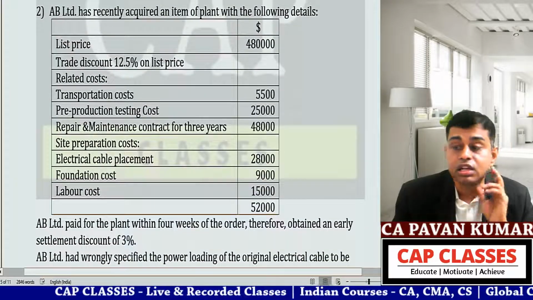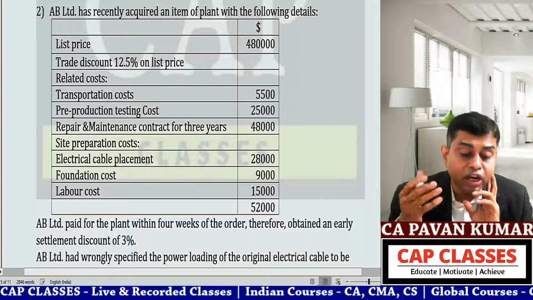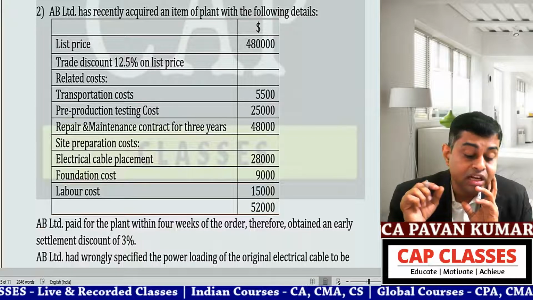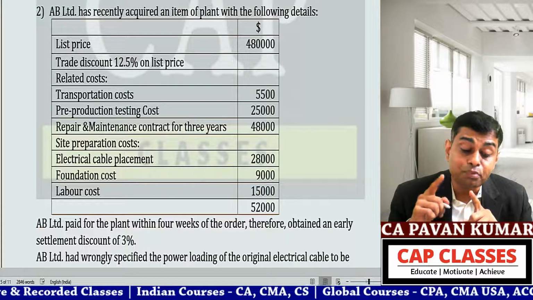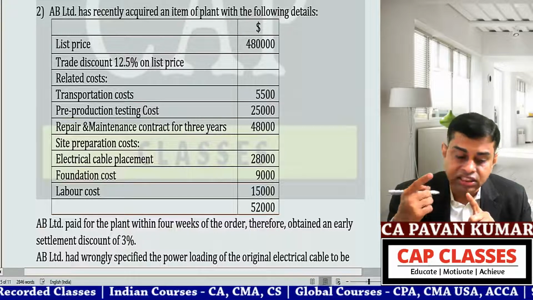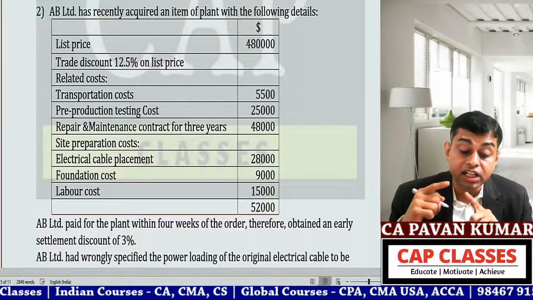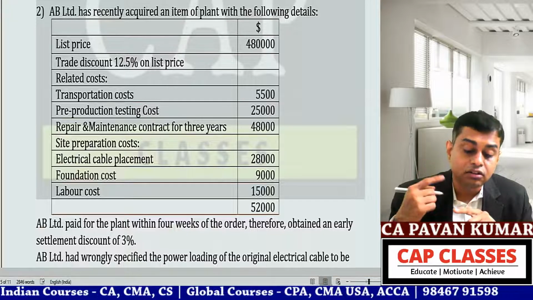Question number 2. AB Limited has recently acquired an item of plant with the following details. List price $480,000. Trade discount 12.5% on list price. Related cost, transportation cost, can we capitalize it? Pre-production testing cost, can we capitalize it? Repairs and maintenance contract for 3 years, 48,000. Put a star mark. Repairs and maintenance, 48,000.